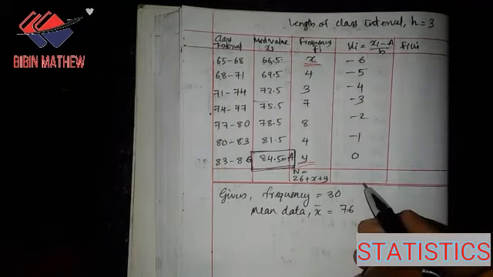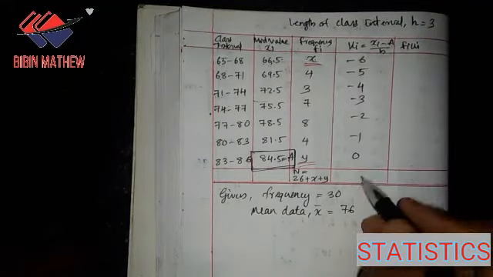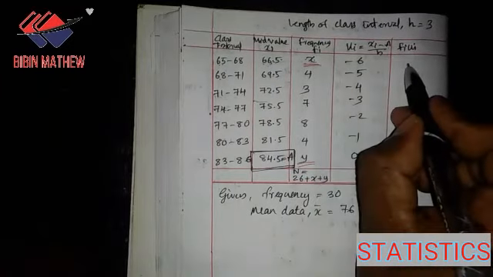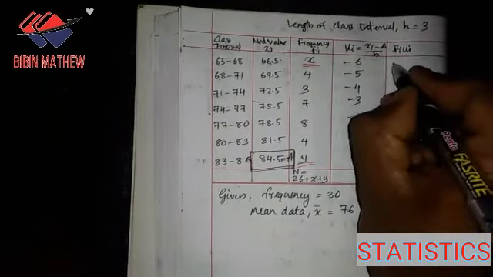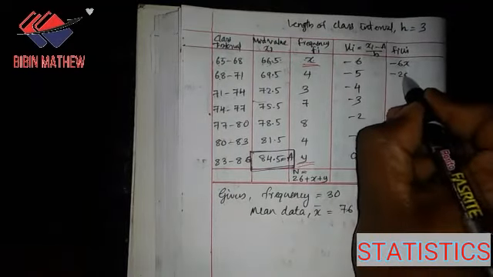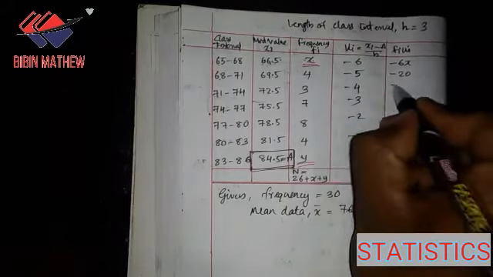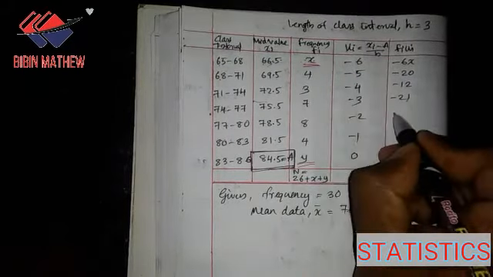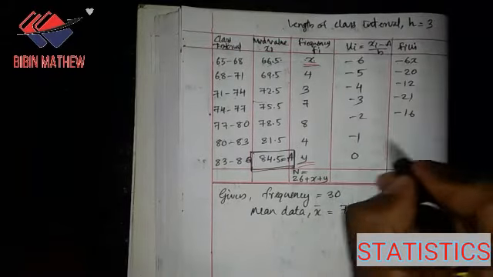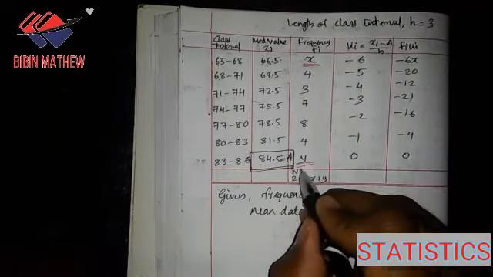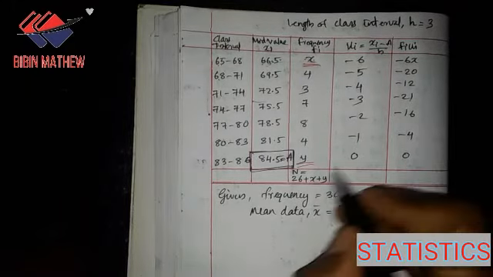So you got the u_i, right? Once you got the u_i, what will be the next step? f_i u_i. Multiply these two things and write it here. So what will be here? It will become minus 6x. Here it will become minus 20. Here minus 12, minus 21, minus 16, minus 4. Here it will be 0 itself, because 0 into y is 0.